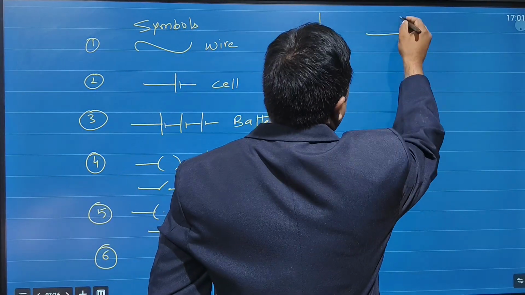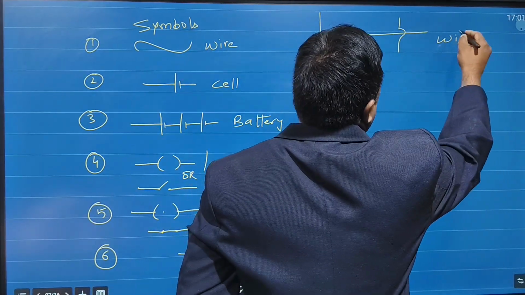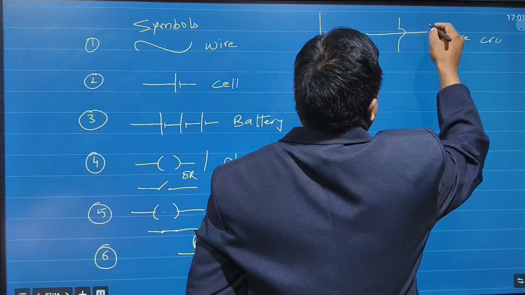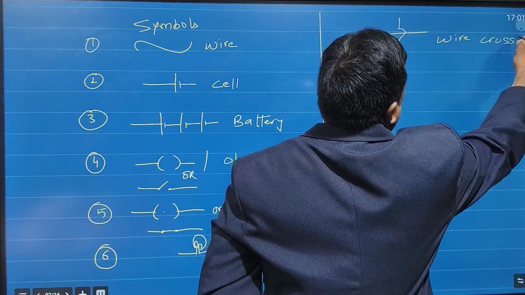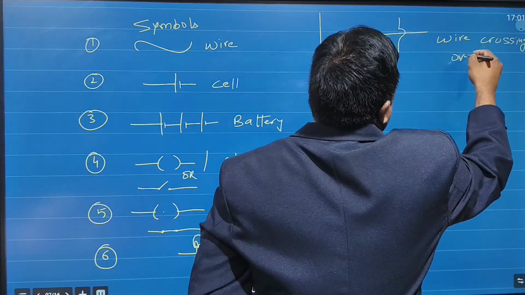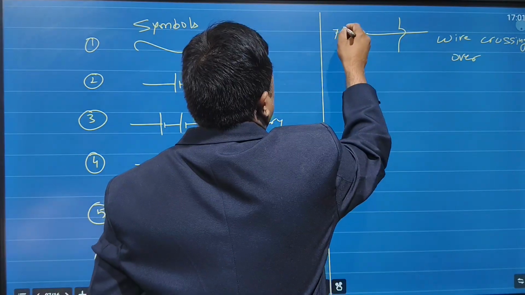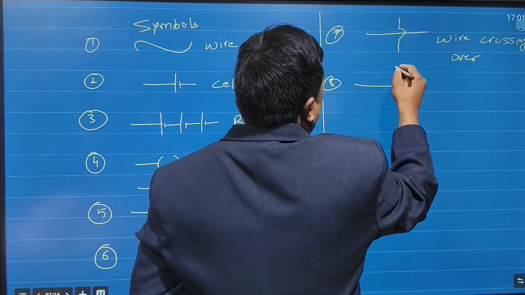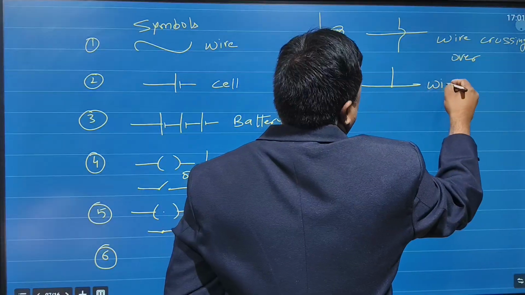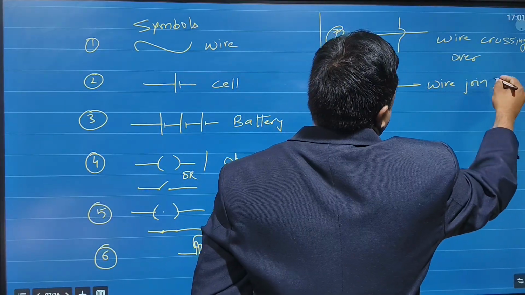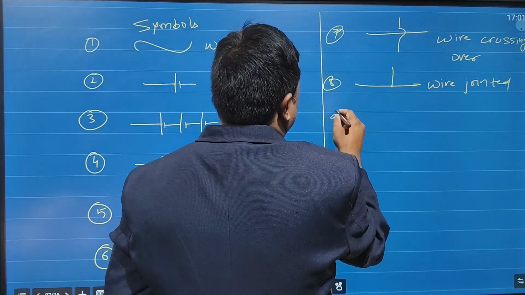This is the symbol of wire crossing over. This wire and this wire are not touching, so it is a wire crossing over. And this is the symbol of a wire jointed. These two wires are jointed.